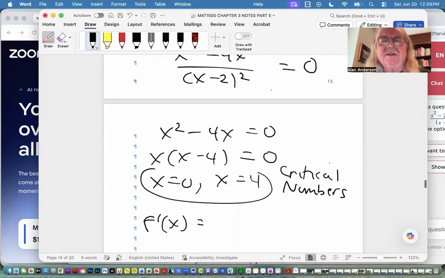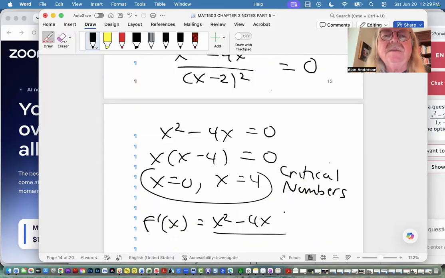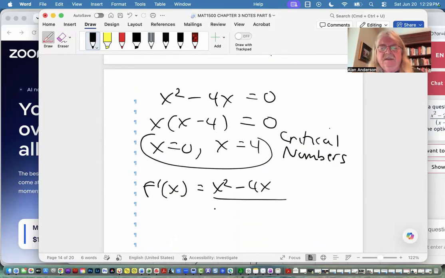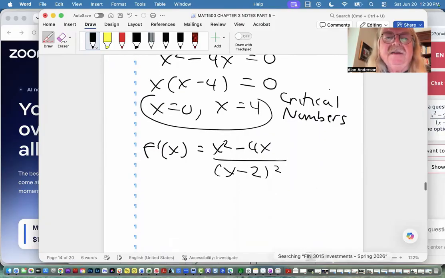What do we have? x squared minus 4x over x minus 2 squared. All right, that's the first derivative. Now, the second derivative, of course, will be based on the quotient rule.